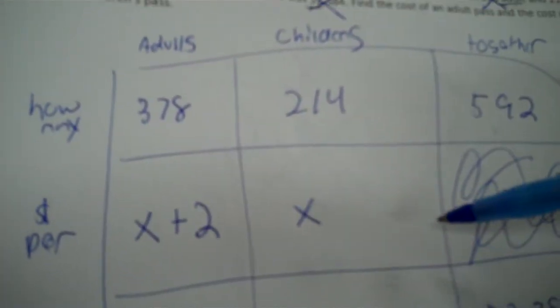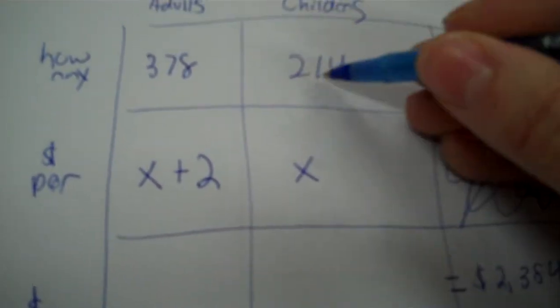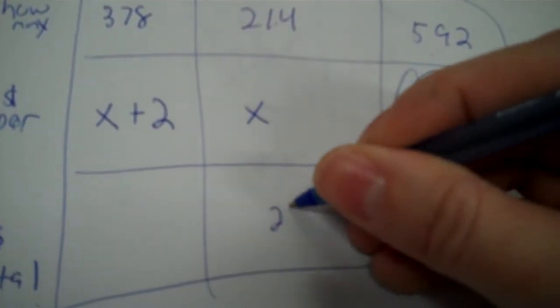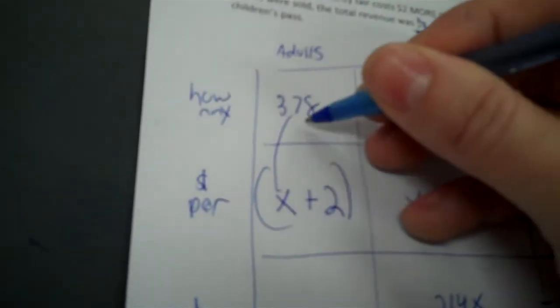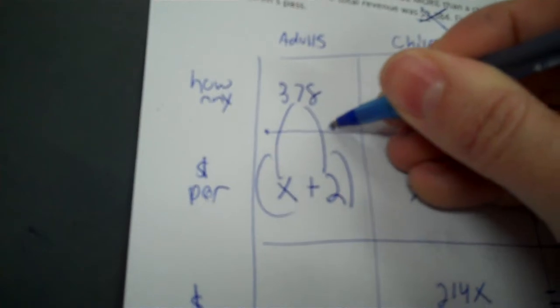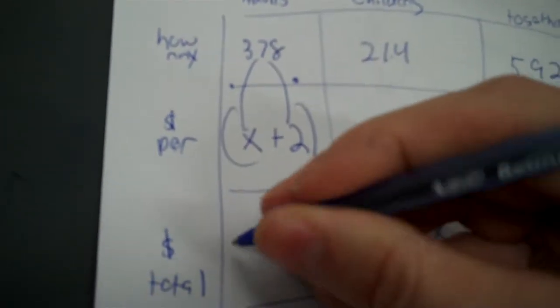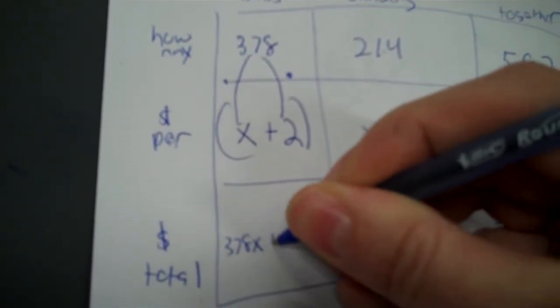You don't just put plus 2 wherever. You got to put it with adults because they're the ones that cost more. So I take 214 times X, 214X. Then I put a parentheses, and it's like the rainbows, okay? 378 times X is 378X. And then 378 times 2. Do not just write plus 2. You have to take 378 times 2.